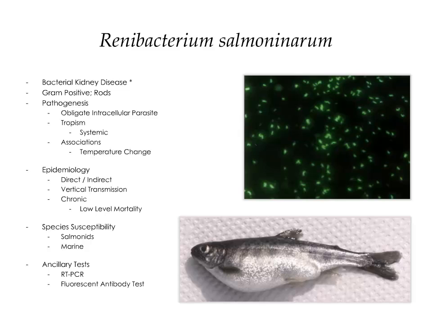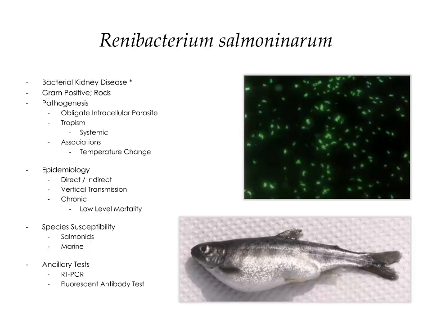Renibacterium salmoninarum is the agent responsible for bacterial kidney disease. This is an annually notifiable disease. The bacteria are gram-positive and rod-shaped. It's an obligate intracellular parasite causing systemic infections. Outbreaks are associated with temperature changes.